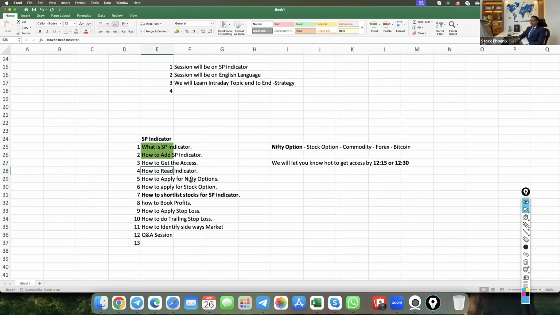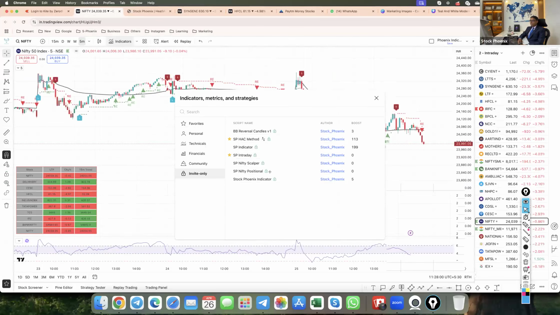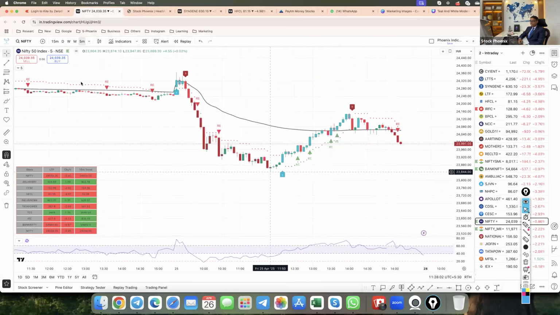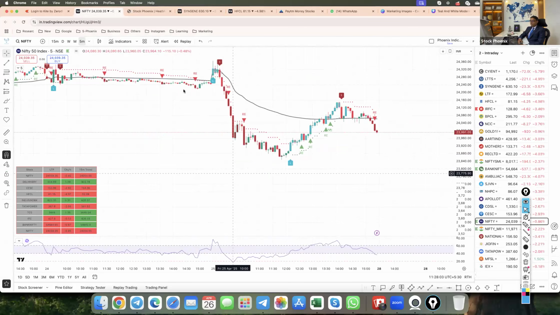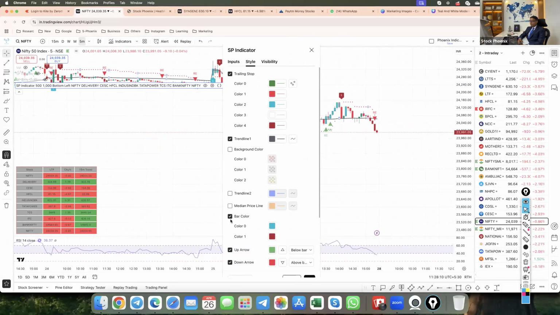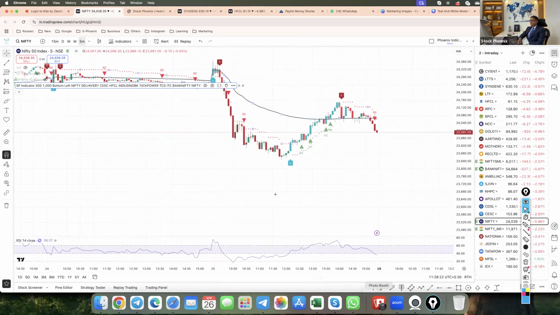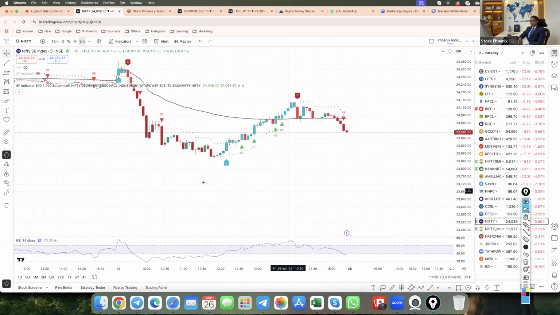Now, how to read the indicator? Once you add the indicator, many icons will come on your screen. Let me delete it, since I've added it twice. Let me remove the table and click on OK. So now this kind of icons will come on your screen.